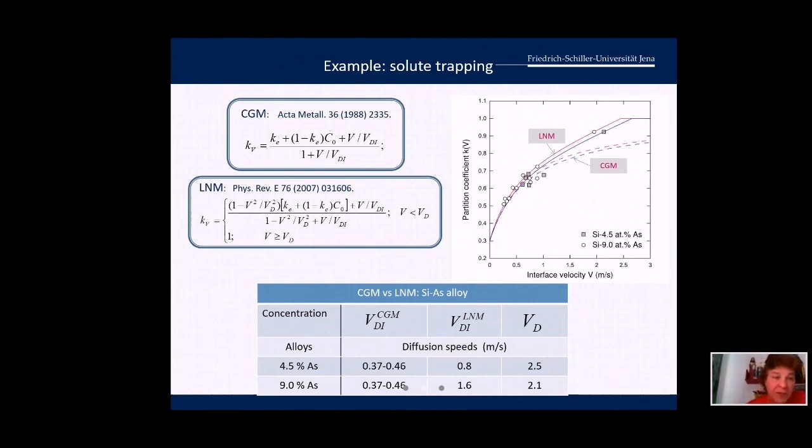Because of this, K_V is a velocity-dependent chemical segregation coefficient. And then we have these equations as a function of velocity and the interface speed of the solute diffusion through the diffuse interface.